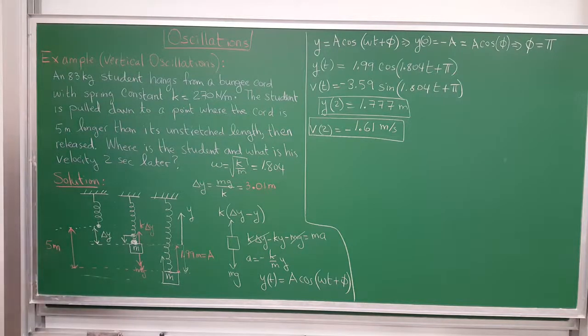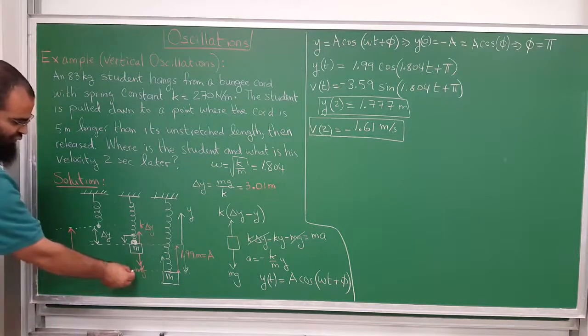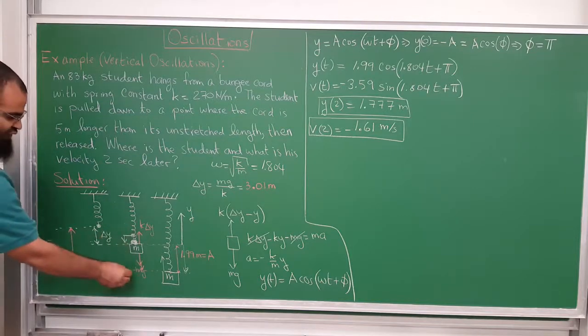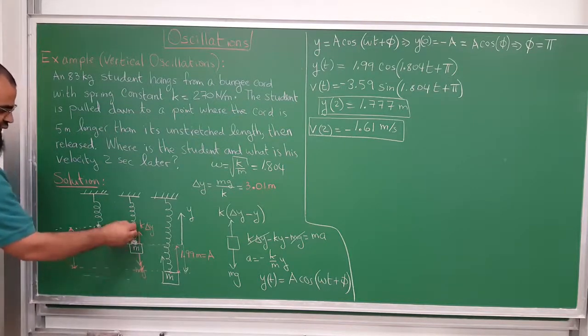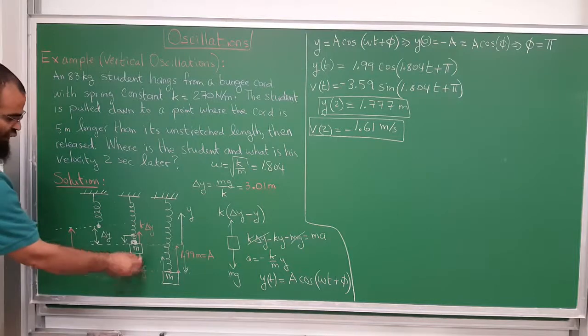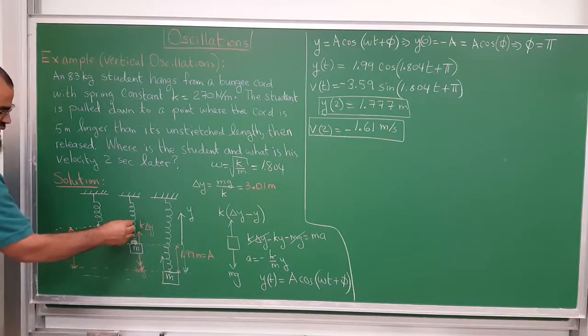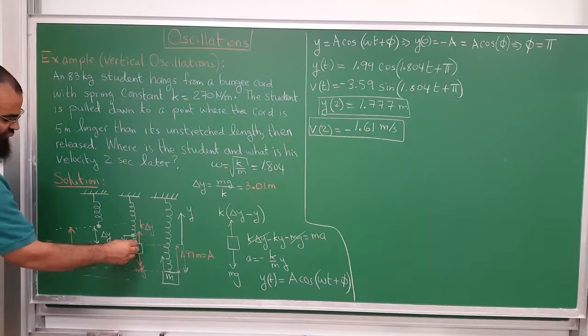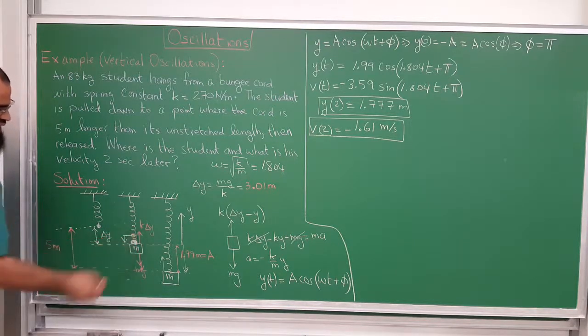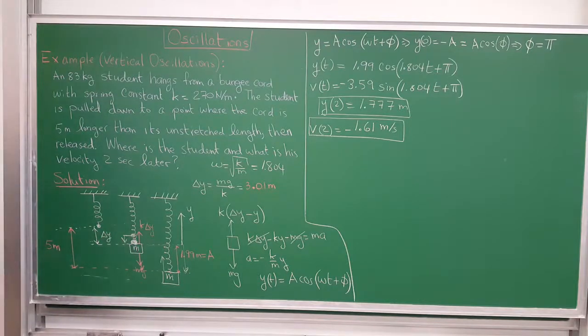So does this make sense? He starts here. To go from here all the way here and back, that's 1 period. To go from here to here, that's half a period, right? A quarter period plus a quarter period, that's half a period. To go back all the way here, that's 3/4 of a period. So apparently 2 seconds is less than 3/4 of a period. Is it? Well, let's see.